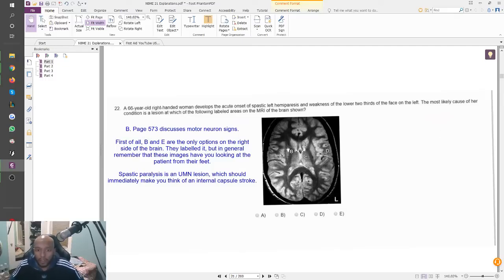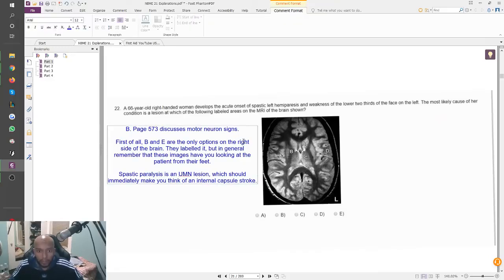So here the answer was B. And look at this. First of all, B and E are the only options on the right side of the brain. That's one thing. Right? They told you that she has left hemiparesis and weakness of the lower 2/3 of the face on the left. So B and E were the only things that are on the right side. Sorry, on the left side. No, what am I saying here? Why did I pick right side? Excuse me. This is supposed to be left side because it's back to left side hemiparesis and weakness of the lower. Yeah, it's the face.